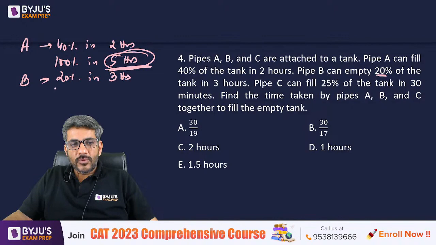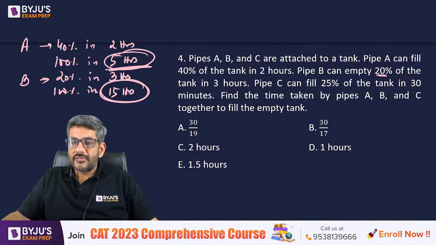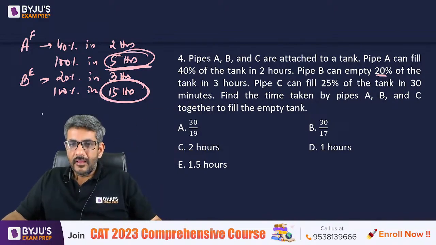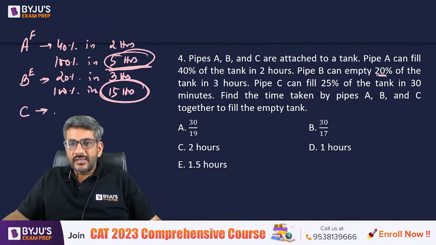If it can empty 20% in 3 hours, in what time can it empty 100%? Can I say it can empty 100% of the tank in 15 hours? So it is the filling pipe and the emptying pipe. And pipe C, he says, can fill 25% of the tank in 30 minutes. So that means it can fill 100% of the tank in a total of 2 hours.